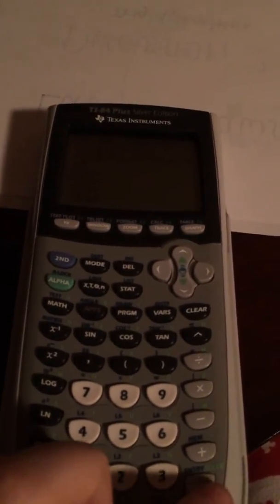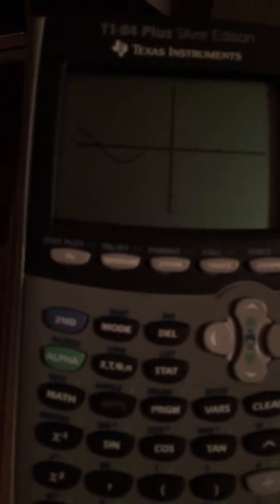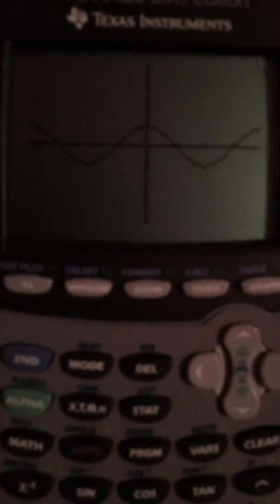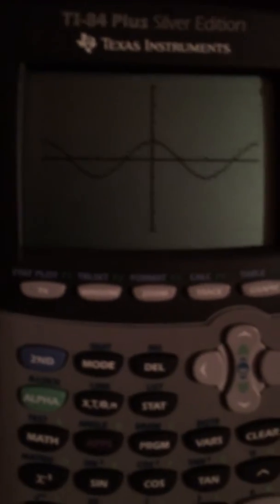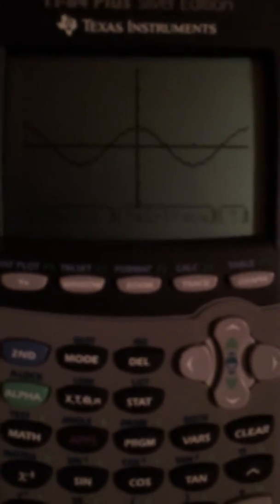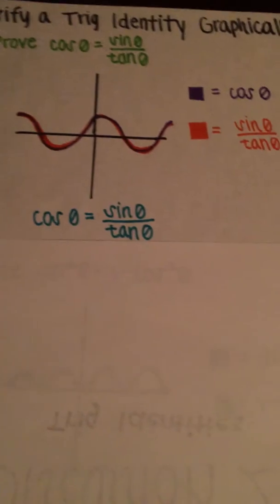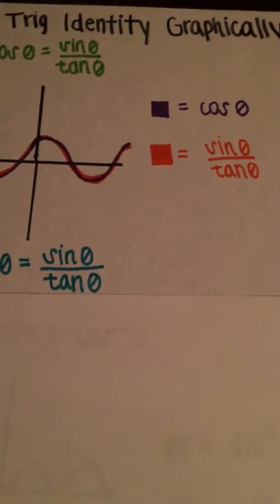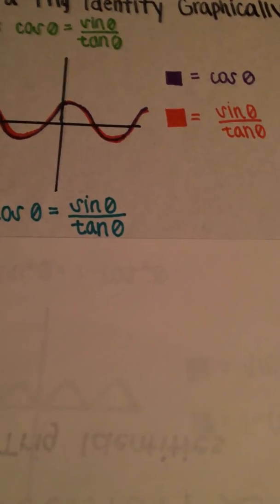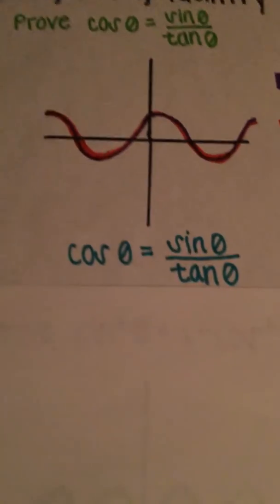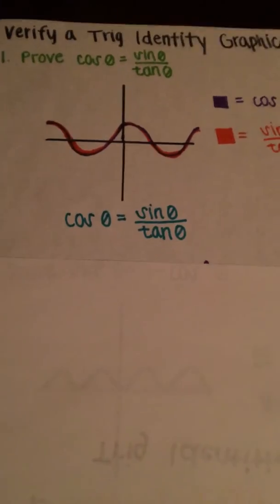And then once I press graph, you're going to see that there's only one line, but there's two things we plugged in as y. Well, if it's a trig identity, then it's going to be the same line, and you're not going to be able to see two because they overlap. In this picture I drew, you can see that they overlap. The purple is cosine theta, and the orange is sine theta divided by tangent theta, and they overlap. And this is a trig identity because cosine theta equals sine theta divided by tangent theta.